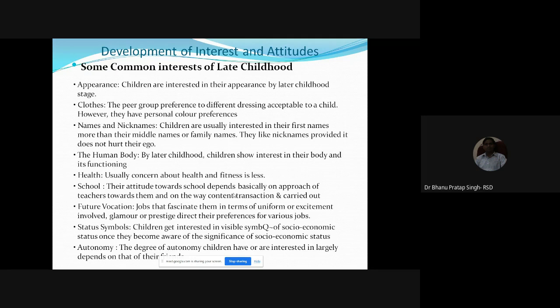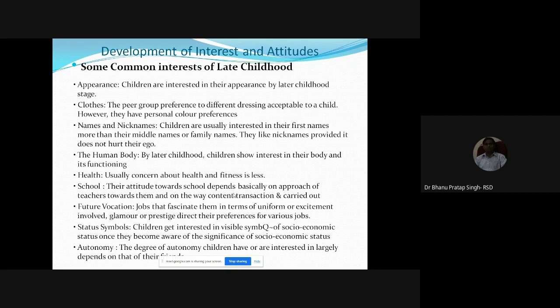See, some common interests of late childhood. One is appearance. Every child, whatever he or she is, is interested in their appearance after the childhood stage. They also prefer their clothing, dressing sense. Peer group preference for different dressing is acceptable to the child. However, they have personal color preferences.